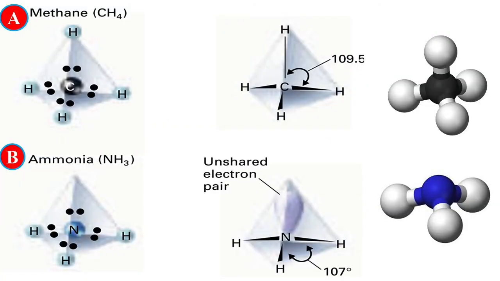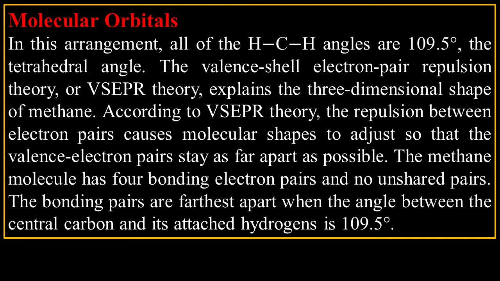Here you have methane, this tetrahedron, and you have ammonia. Like I said, those bonds are forced out of the plane, so they're going to be less than 120, and actually less than the methane. But that's why they're 107. They should be 120, but there's an unbonded pair of electrons above the nitrogen that forces them out of the arrangement. In this arrangement, all of the H-C-H angles are 109.5, the tetrahedral angle.